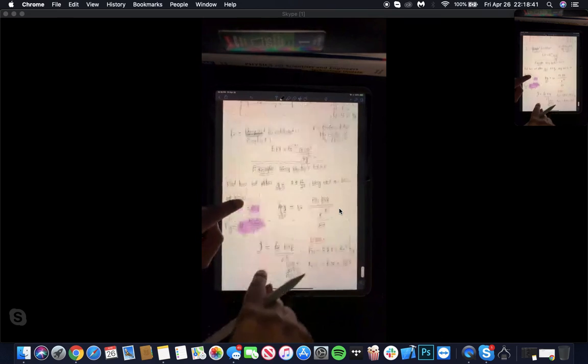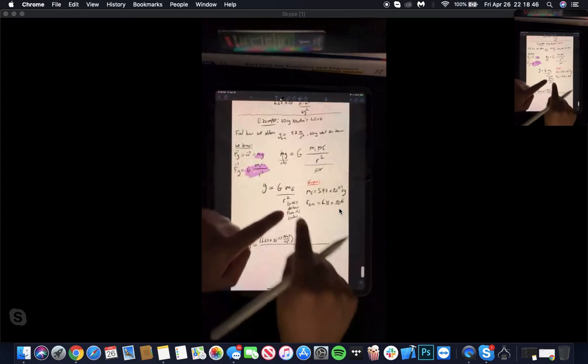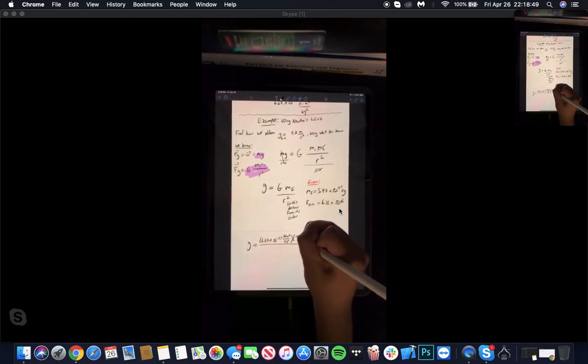This is the value of big G, the gravitational constant. I'm going to bring the mass of the Earth over here as well. This is too much calculation, bro. I hate this.